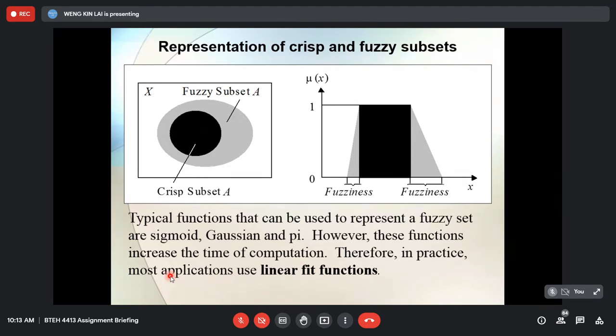Earlier this week, there was a question from one of the students asking why, in the last part of your lab, do we use the trapezoidal, the Gaussian, or the linear approximation, which is your triangle. This linear approximation is used because it takes less time to calculate. So there's the advantage of a linear fit, and the results show there's not much difference, very slight, which can be accepted.